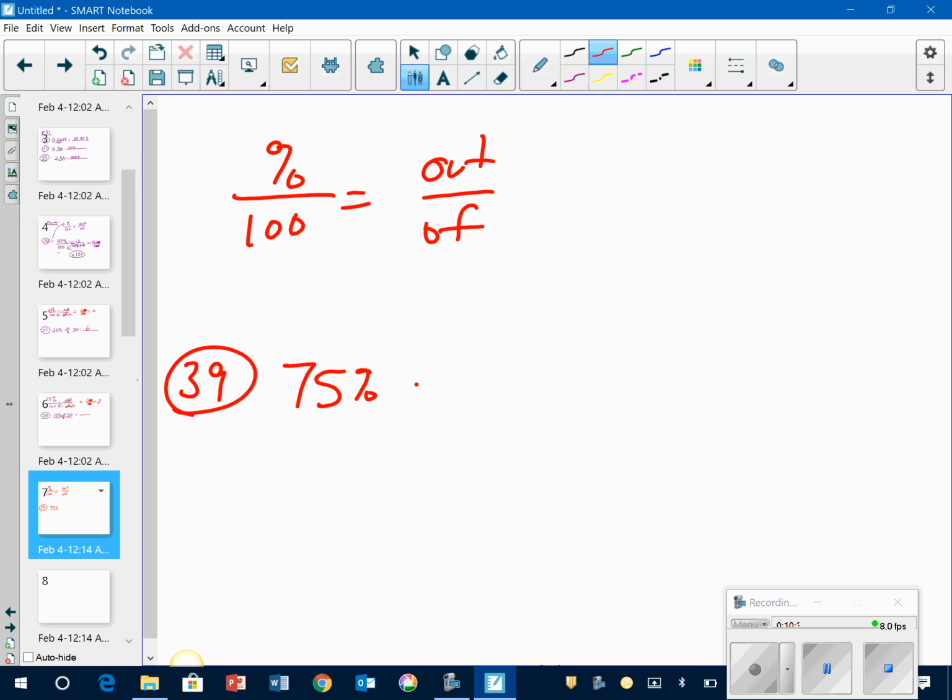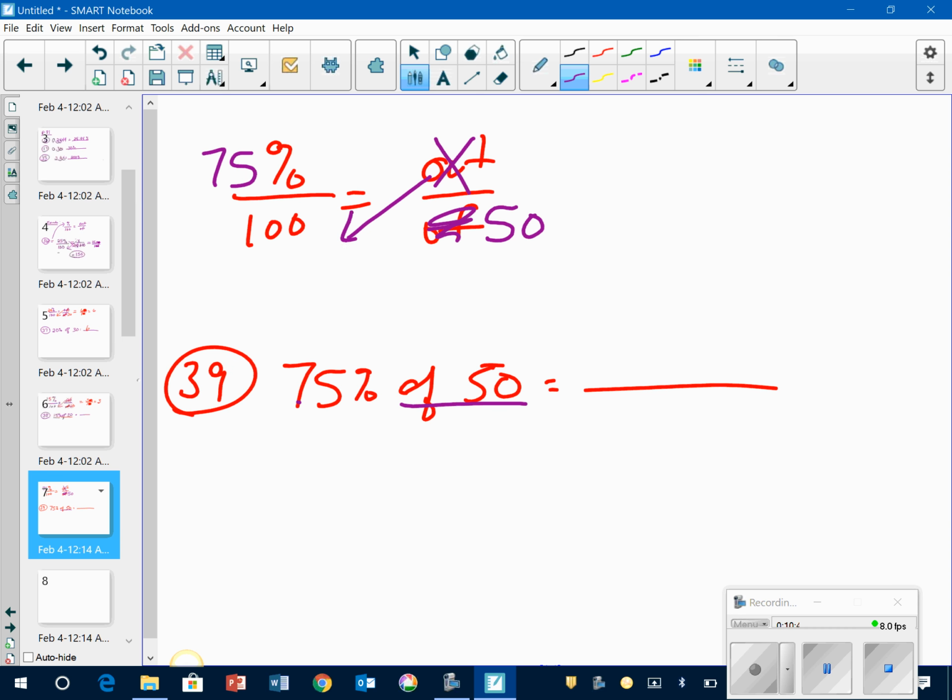75% of 50. So we know we have 75 would be our number here. Always keep 100. And of 50, so of 50. Okay, this will be our missing number, so that's x. X times 100 would be 100, and it always goes on the bottom because you multiplied it by x.